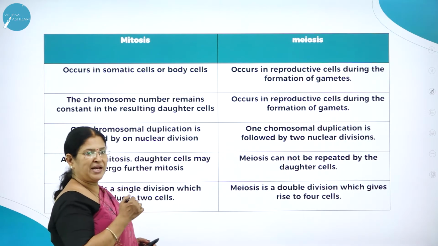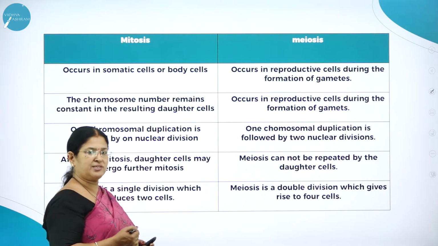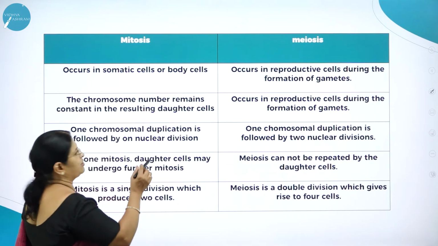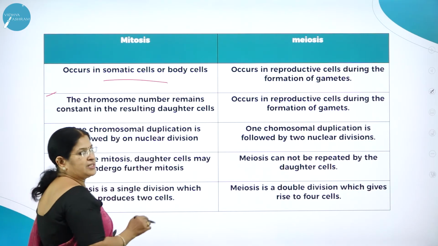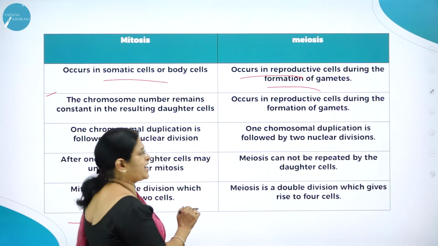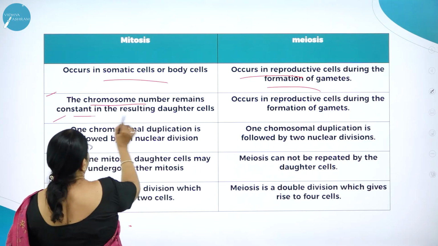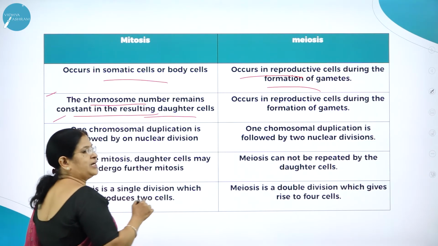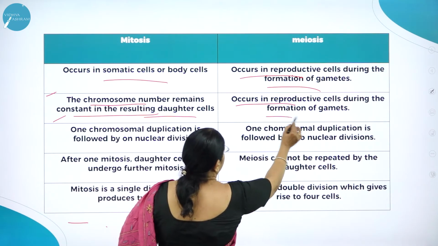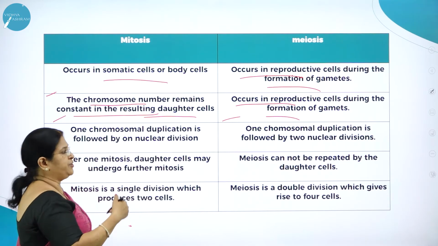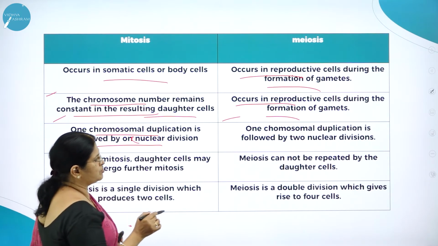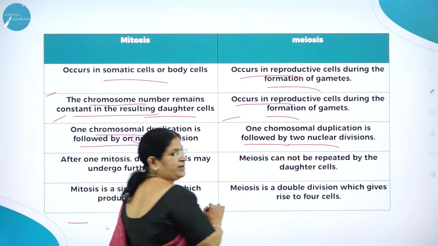Now let us understand the differences between mitosis and meiosis. Mitosis occurs in somatic cells or body cells, whereas meiosis occurs in reproductive cells during the formation of gametes. In mitosis the chromosome number remains constant in the resulting daughter cells, so they will have the same number of chromosomes. But in meiosis it is reduced. In mitosis one chromosomal duplication is followed by one nuclear division, whereas in meiosis one chromosomal duplication is followed by two nuclear divisions.